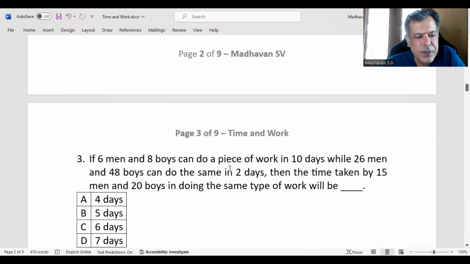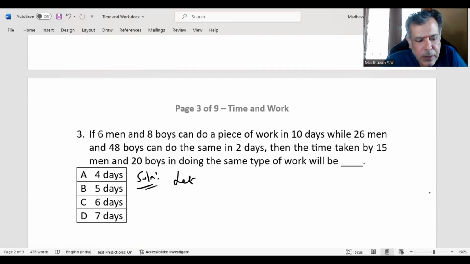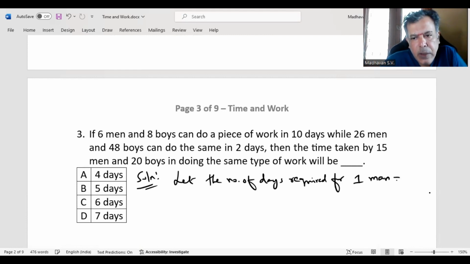Question 3. If 6 men and 8 boys can do a piece of work in 10 days, while 26 men and 48 boys can do the same in 2 days, then the time taken by 15 men and 20 boys in doing the same type of work will be how many days? That is what we have to find. So first of all, let the number of days required for one man equal X. Let the number of days required for one child or one boy equal Y.